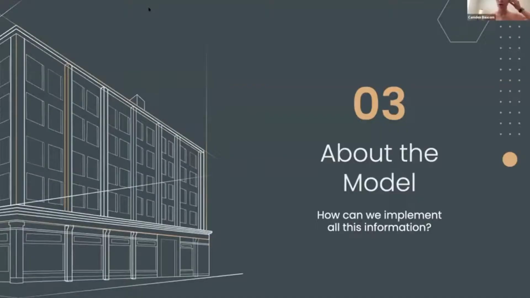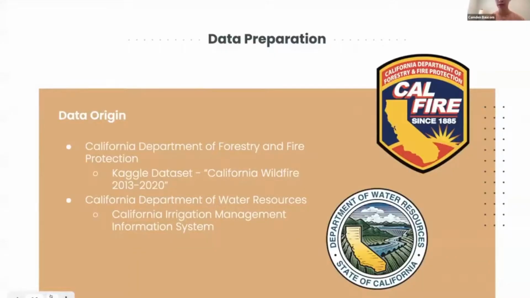To begin with the model, we have to begin with our data set. The origin of our data set is the state of California. There are two main sources. There's a CAL FIRE data set with 1,600 fires in it. That is public data that originated from the California Department of Forestry and Fire Protection.